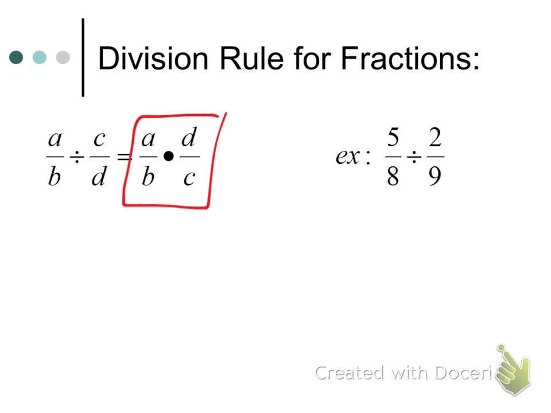All right, so off to the side in your box, I would copy down this example. We'll go through the steps in just a minute, but in general, we're going to keep our first fraction. We're going to change the division into multiplication. And we are going to use the reciprocal of the second fraction. What's the reciprocal of 2/9? 9 over 2, or 9/2.